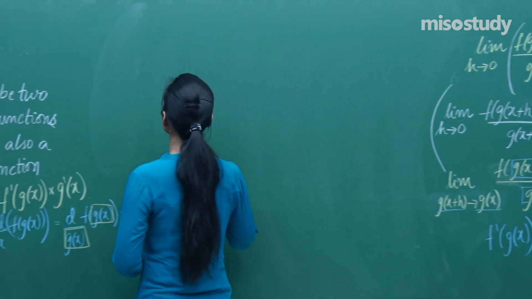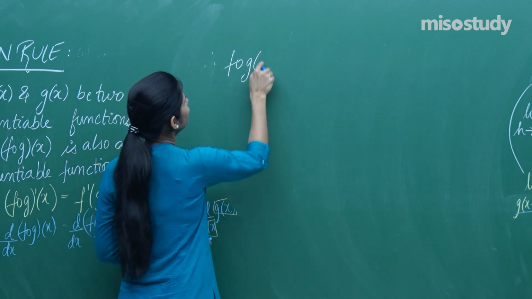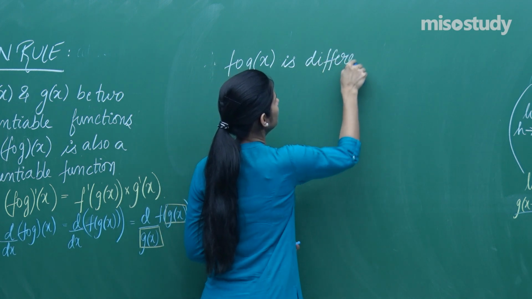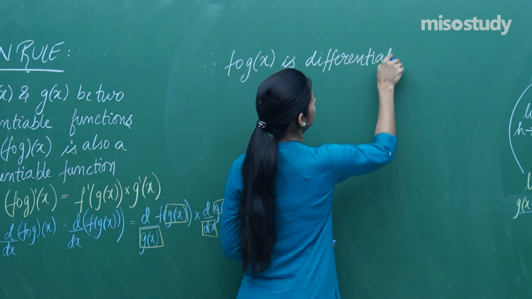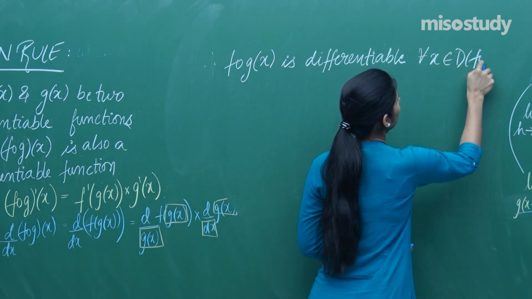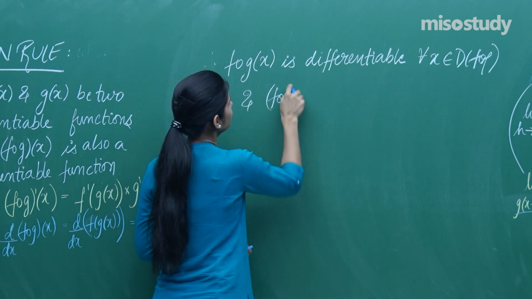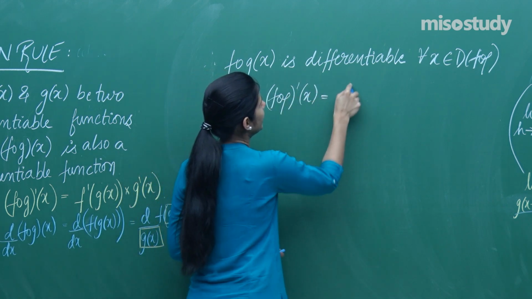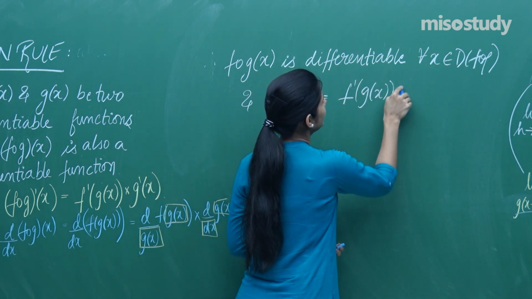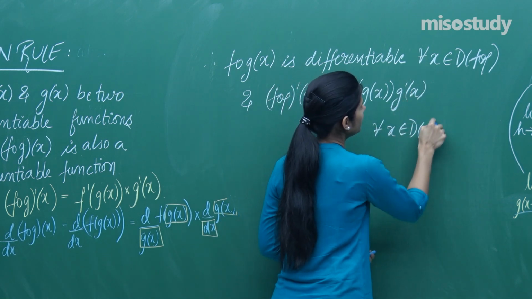So we'll write, therefore, FOG of x is differentiable for all x belonging to the domain of FOG, and FOG dash x we have learnt is f dash g of x into g dash x for all x in the domain of FOG.